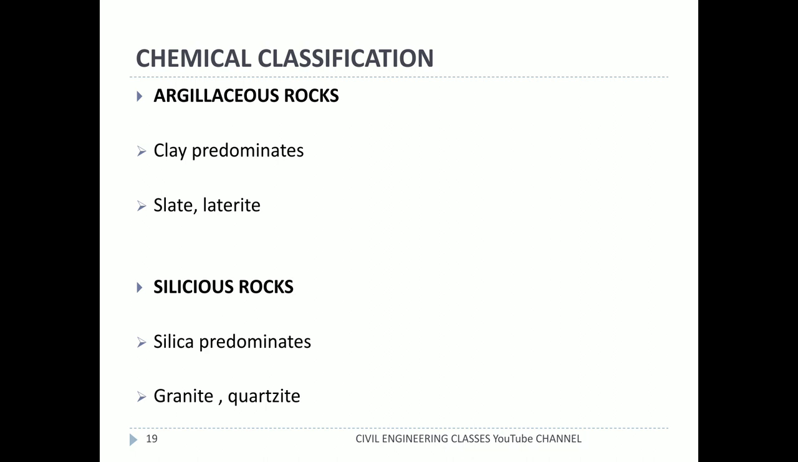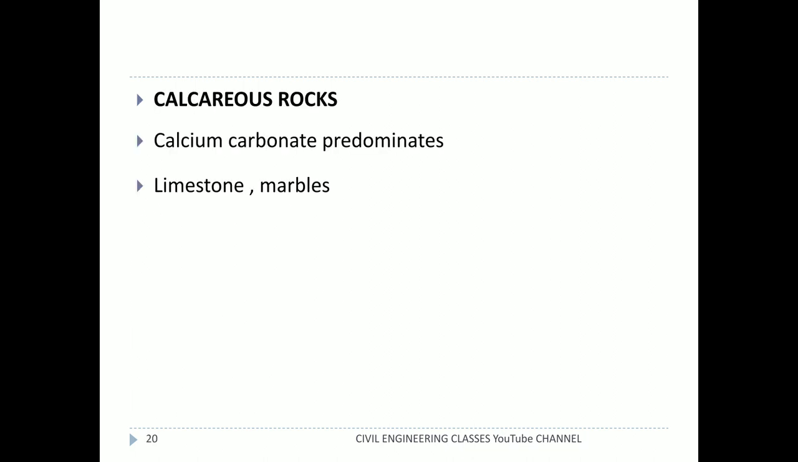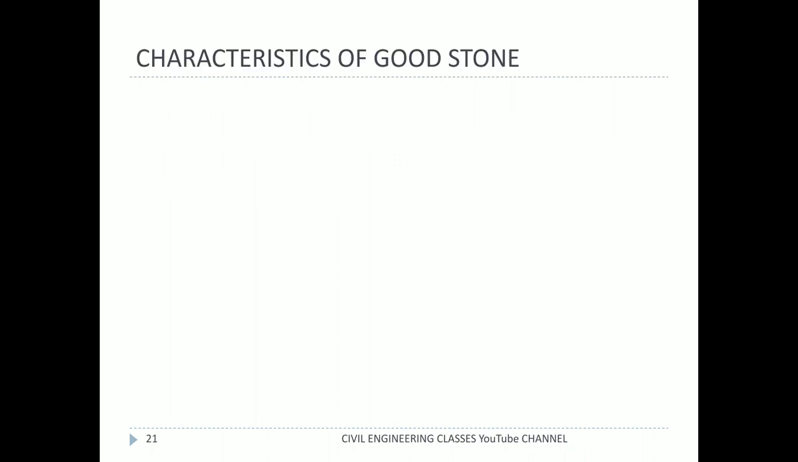Next one is siliceous rocks. Siliceous rocks means silica is the predominant content. They are comparatively harder and more durable than the argillaceous rocks. Examples are granite, quartzite, etc. Last one is calcareous rocks, in which calcium carbonate is the predominant content. Limestone and marbles are examples of calcareous rocks. So we are done with all the classification of stone: geological, physical and chemical.